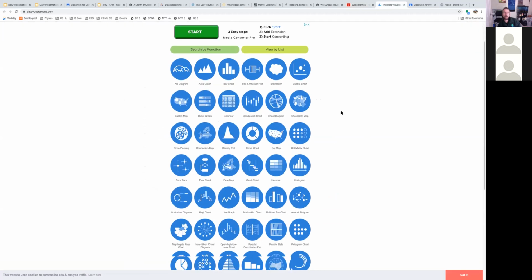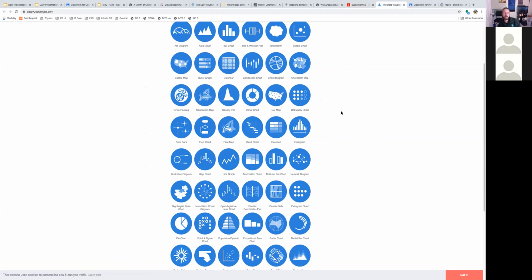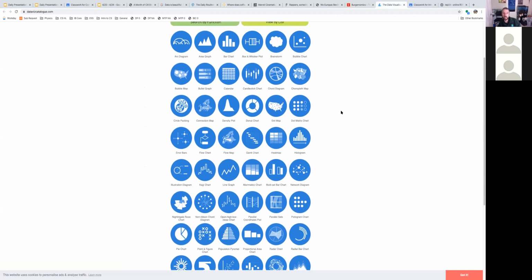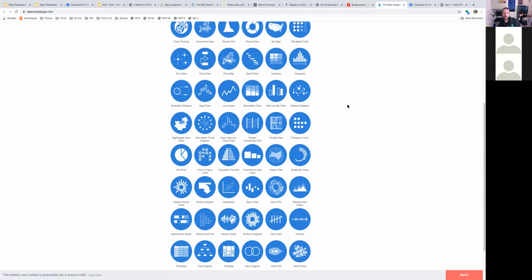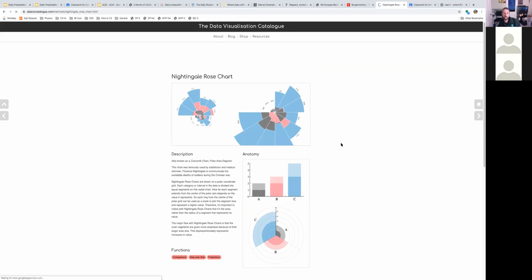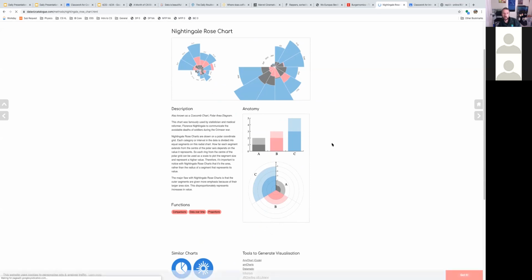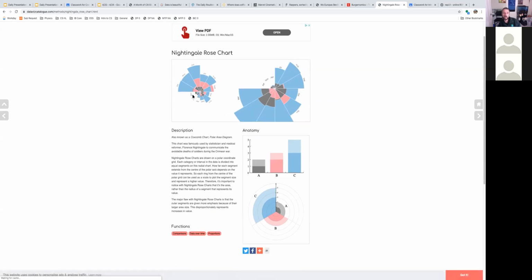Here, this is something to actually bookmark and to keep an eye on. This is a catalog of data visualizations. So this is a way of just keeping in mind all these different types of charts and visualizations that you can use. All right, so we saw this chart with the Crimean War.